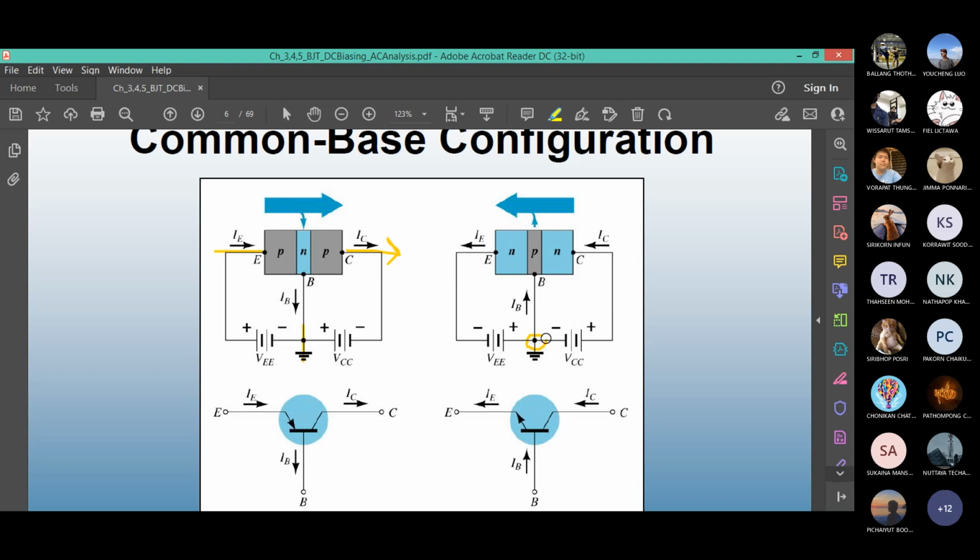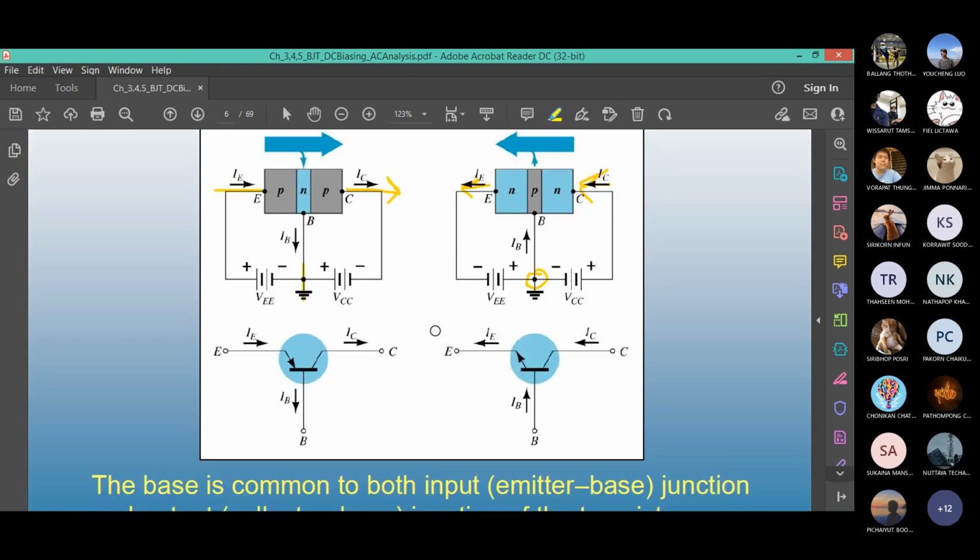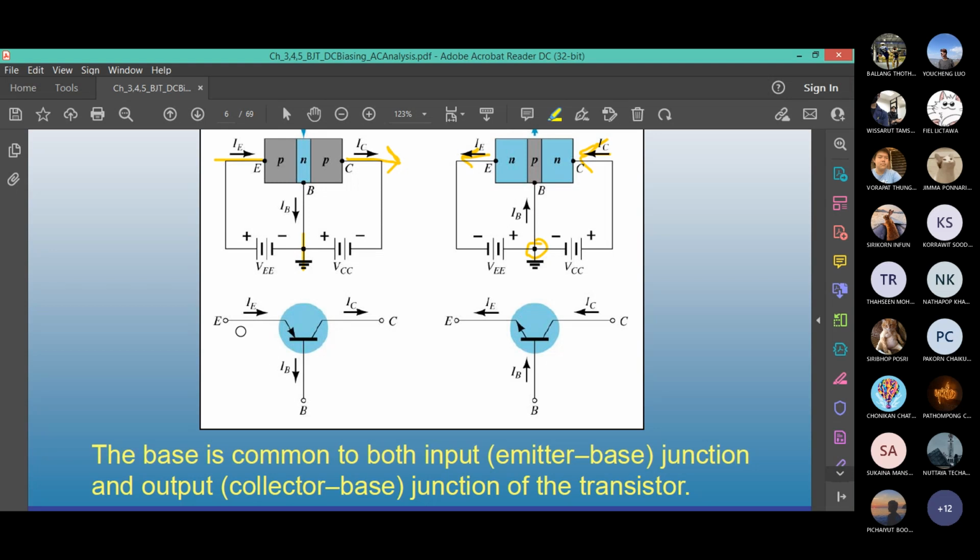This is the base, which is common. Here, input side, output side. IE equals IC plus IB. Depending on the configuration or orientation, your input and output might be changing. And then here is the symbol. This one is the symbol for a PNP. As you can see, the vertical or horizontal line is always the base terminal. The one with the arrow is always the emitter terminal. For PNP, it's coming inside. The one without the arrow is the collector.